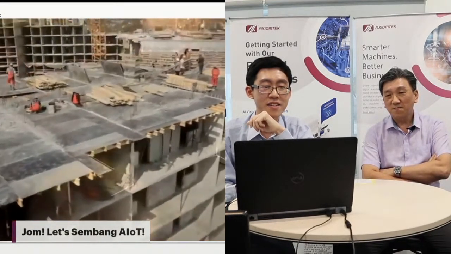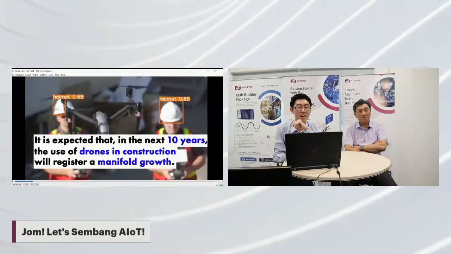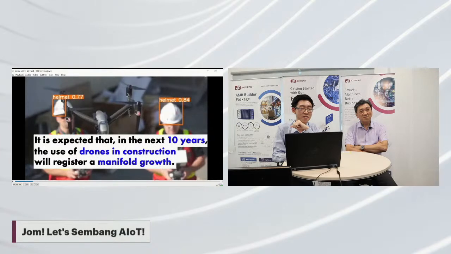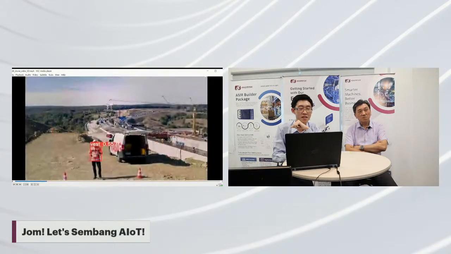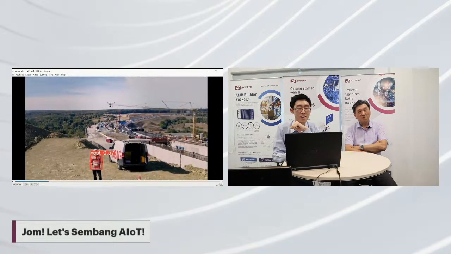Okay, but for this one, because the helmet is very large, the AI is able to detect it. Okay. Now we continue moving. Okay. For this guy, it's still able to detect the guy.